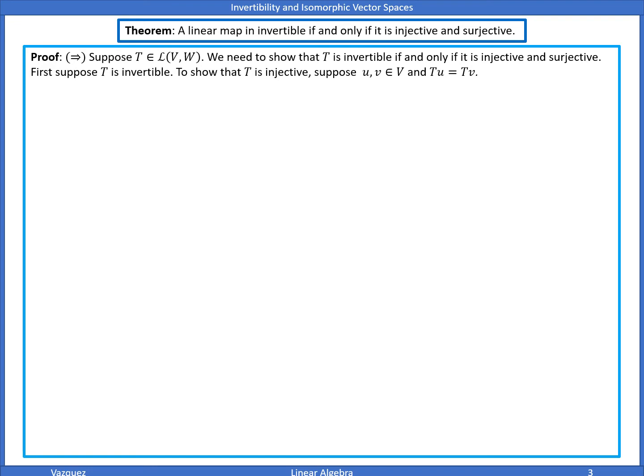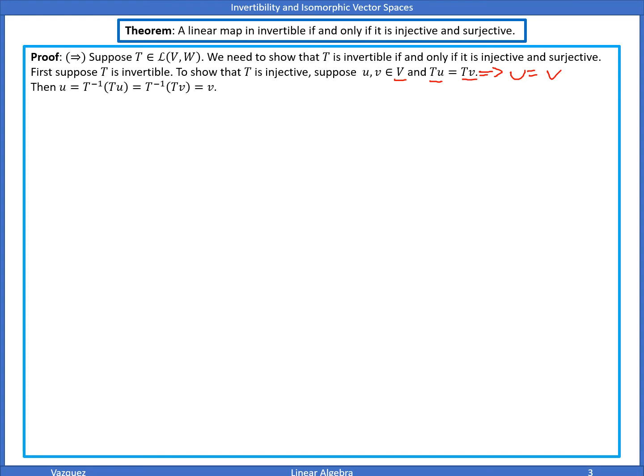So we're going to first suppose that T is invertible, right? And because it's invertible, we're going to show that it is injective and surjective. So first, to show T is injective, suppose U and V are in our vector space V, and TU is equal to TV, right? To show injectivity, we're going to have to show that this implies that U is equal to V.